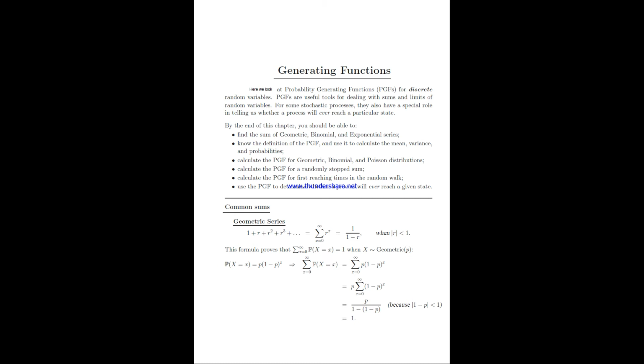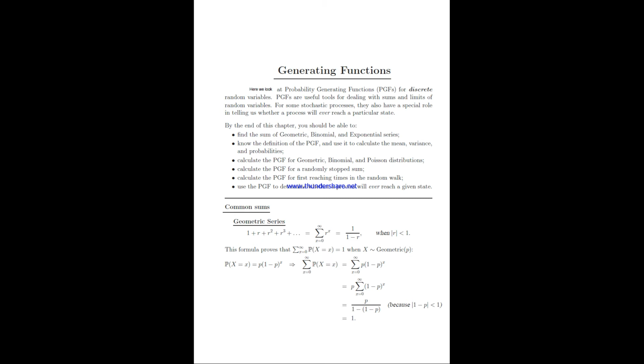Then you have summation x goes from 0 to infinity (1 minus p) to power x. So in that case, we have 1 minus p, which is definitely less than 1. So we can apply the common summation. Right, so that is 1 over 1 minus r. In this case, r is 1 minus p. So you can replace r by 1 minus p. And then finally you get p over 1 minus (1 minus p).